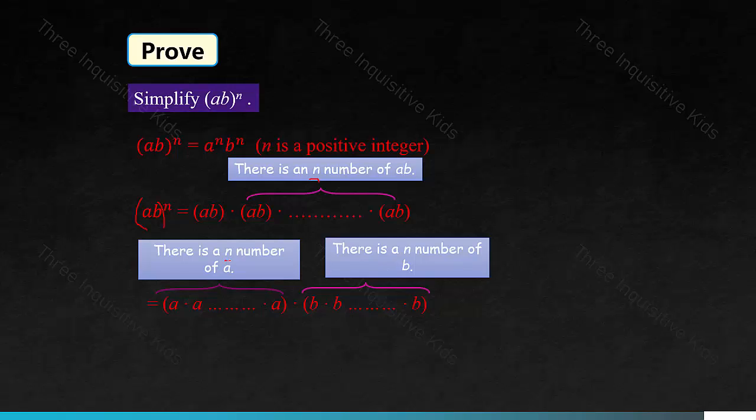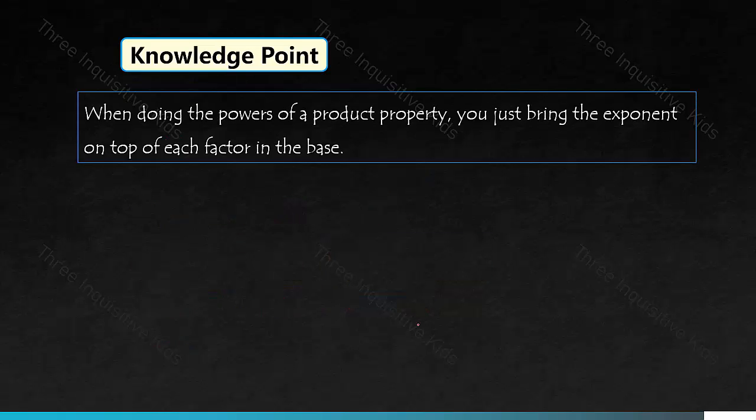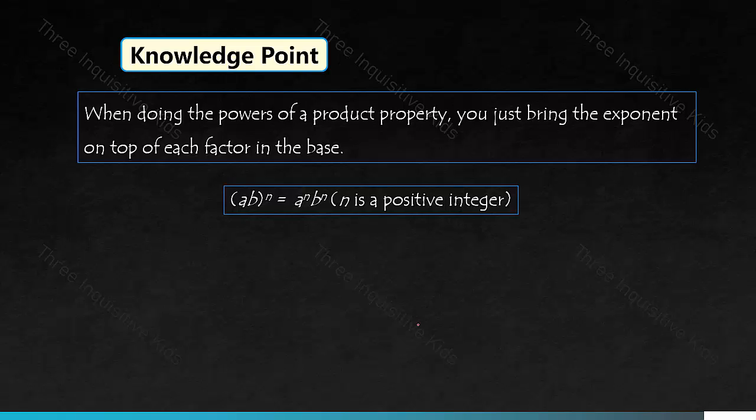There is an n number of a's and there is an n number of b's. And then you get a to the nth power times b to the nth power. When you are using the powers of a product property, you just bring the exponent on top of each factor that's part of the base. So ab to the nth power is equal to a to the nth times b to the nth power. And n is a positive integer.